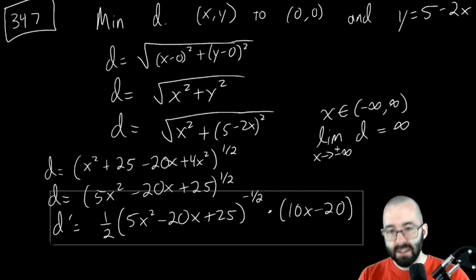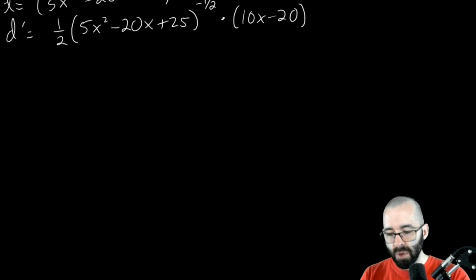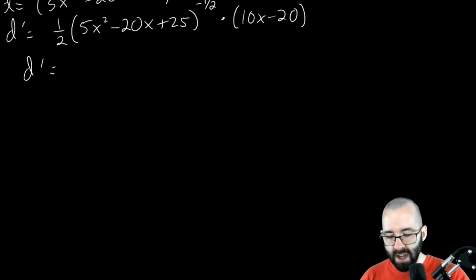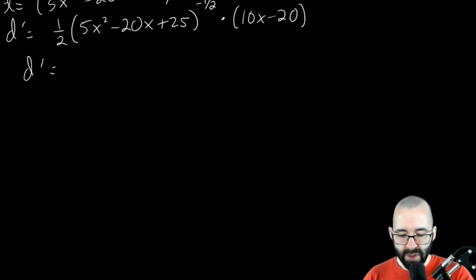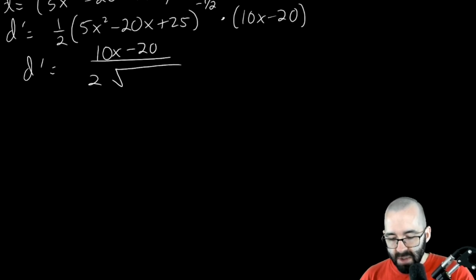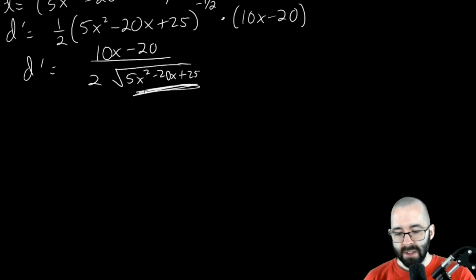Let's find the critical points of the original function using this. So let's rewrite this. On the top, we can factor it. Let's not factor it. We don't have to simplify. 10x minus 20 over 2 times the square root of 5x squared minus 20x plus 25. We want to find when this is undefined and when this is equal to 0. So it's undefined when this denominator equals 0.